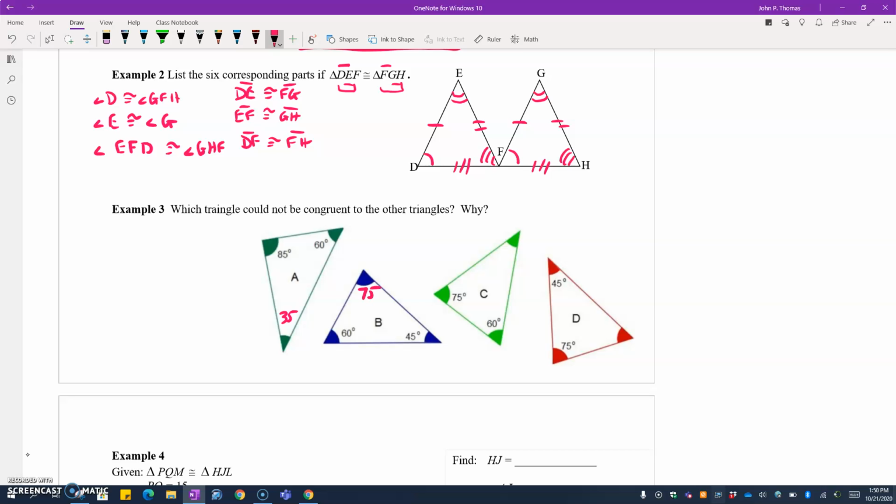Then I have 75 and 60. That leaves 45. And then I have 45 and 75. That leaves 60. This asks which triangle could not be congruent to the others. It has to be the one with the different angle sizes, because there's no way that could be the same shape. It might be the same size, it might have the same area or some other feature, but it can't be the same shape as the other triangles because it doesn't share the same angle measures. So that one is excluded.